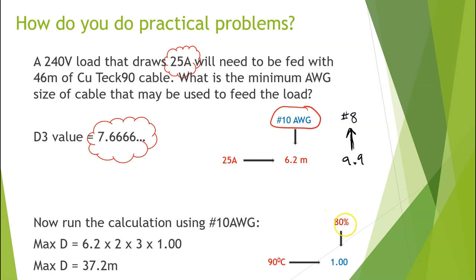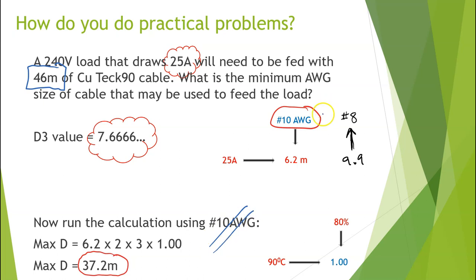So at 80% loading, 90 degrees C rated wire, our DCF is only 1.0. And the consequence of now running the calculation with number 10 is that we end up with a maximum distance allowable of 37.2 meters. The problem, of course, is that we need to be able to run at least 46 meters. And so what we have done here is we have proven that our number 10 is actually no good.